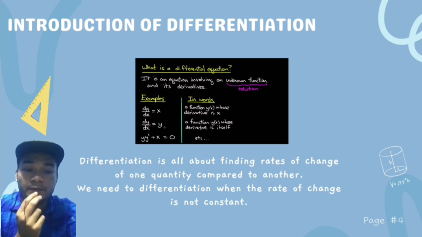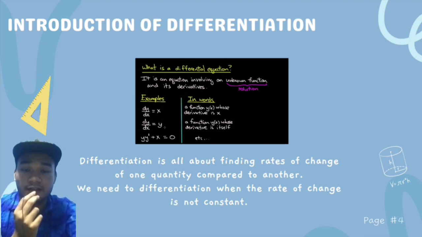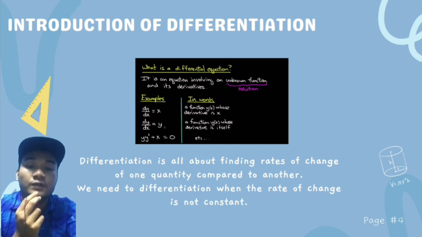For example, dy over dx equal to x, dy over dx equal to y, and y prime plus x equal to 0. Inversely, a function y of x whose derivative is x, a function y of x which derivative is itself. Differentiation is all about finding rates of change of one quantity compared to another. We need differentiation when the rate of change is not constant.